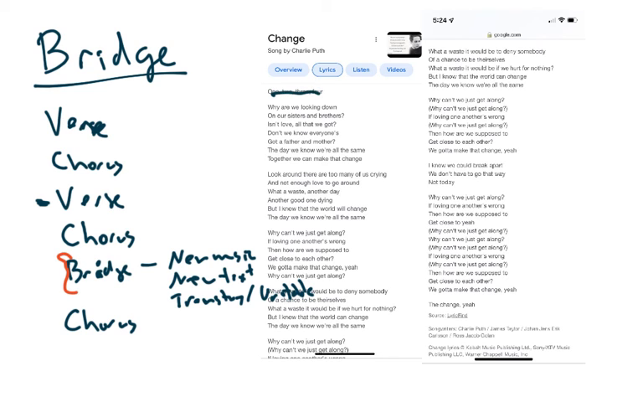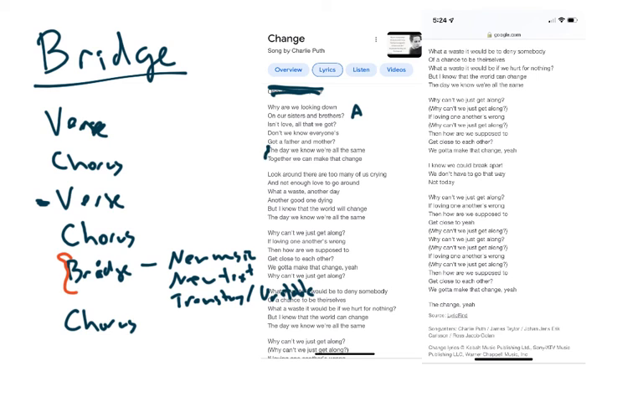1, 2, 3, 4 clearly is not really part of the song. Why are we looking down on our sisters and brothers? Isn't love all that we got? Don't we know everyone's got a father and mother? The day we know we're all the same together, we can make that change.